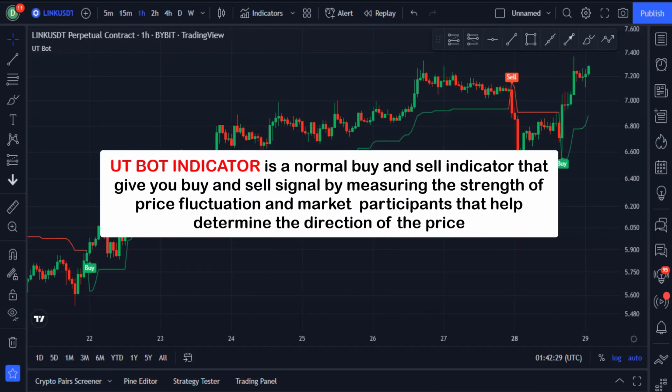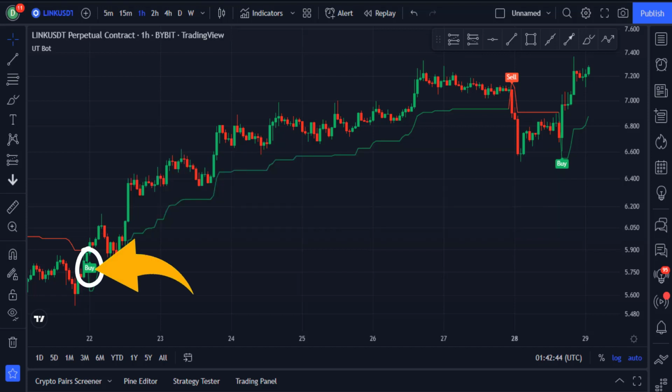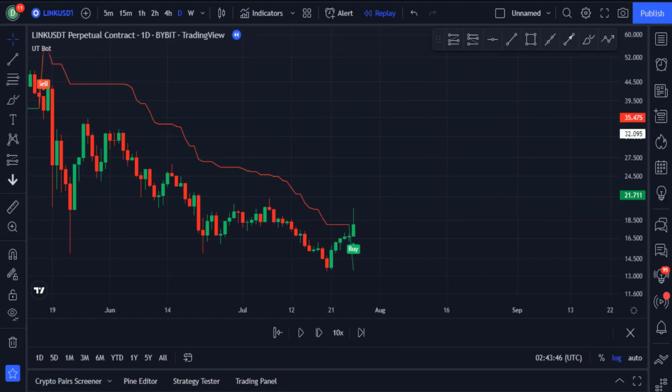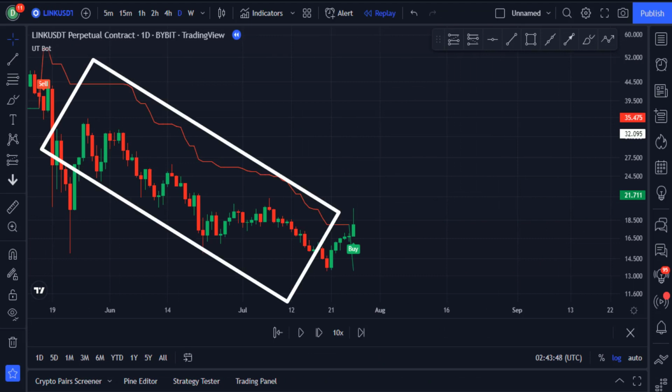The UT bot indicator is one of the accurate buy and sell indicators that tells you when to buy and when to sell by measuring the real-time strength of the market price movements and the number of market participants and their intentions towards the market, either in the upwards or downwards direction. Just like here on the chart, you got this buy signal before the price went up, making higher highs and higher lows. Sometimes it uses this ATR band to show trend exhaustion and the beginning of a new trend or trend reversal.